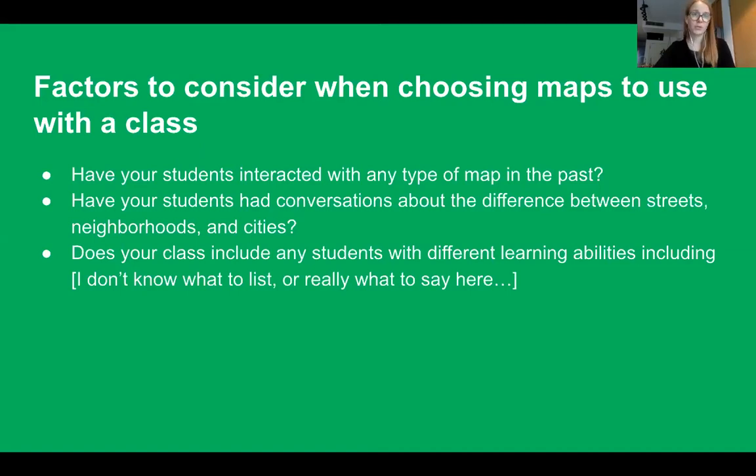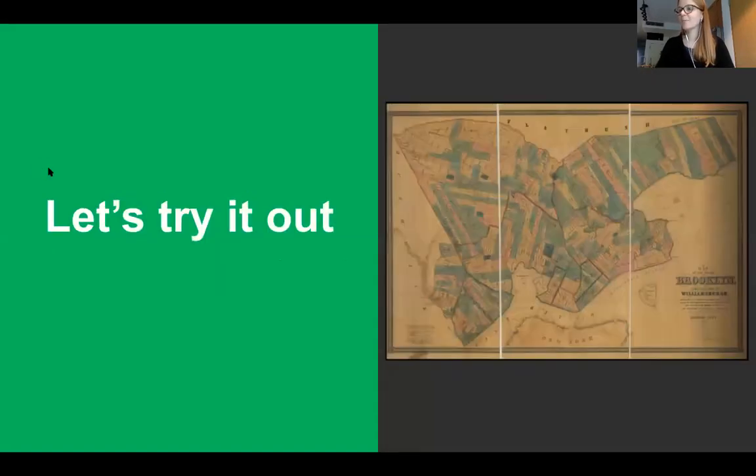So think about whether your students have interacted with any type of map in the past. Have your students had conversations already about the difference between streets, neighborhoods, and cities? And a lot of you are adding in the chat the types of components of a map that you like to highlight. Definitely. We want to make sure we have these conversations about map vocabulary, map features before we really dive in. And does your class list any students with different learning abilities, including, and we didn't finish typing that slide, my apologies.